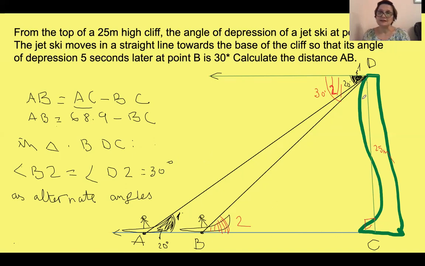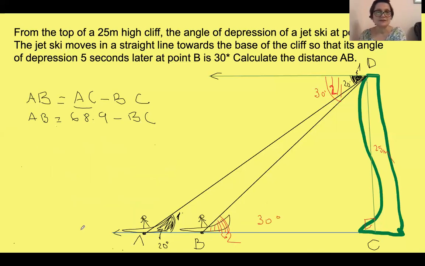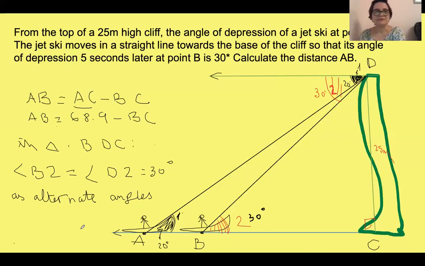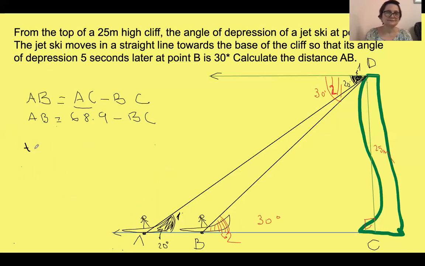And so in triangle BCD, what do we know? We know the angle B2, which is 30 degrees. Let me label it as 30 degrees. We know the opposite side, that is 25 meters, so we can find side BC, this side here. We apply the formula of tangent ratio. So tan 30 degrees equals 25 over BC.